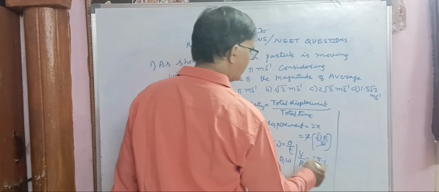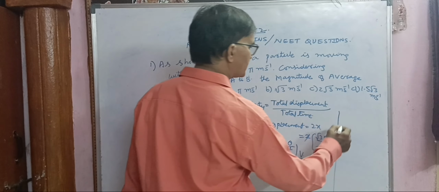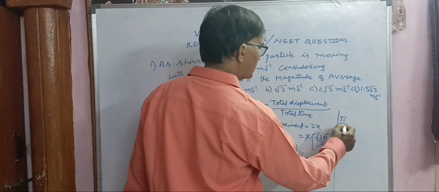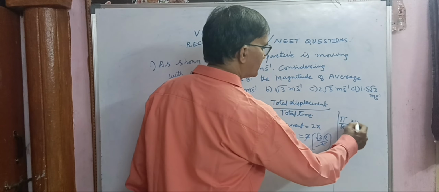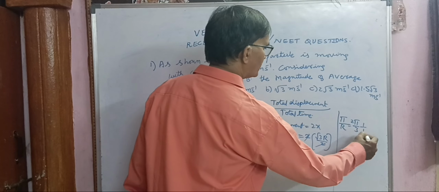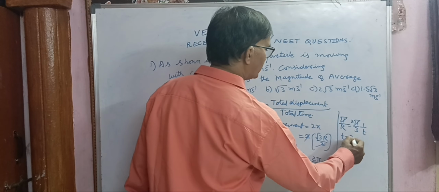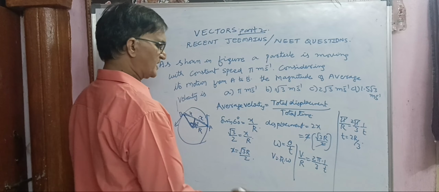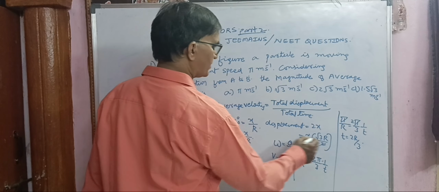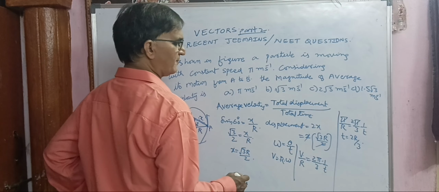Now here, this V value is how much? Magnitude 5 meters per second. So 5 by R is equal to 2 pi by 3 into 1 by t. Pi cancels. T is equal to 2R by 3. The displacement you got is root 3R. The time you got is 2R by 3.